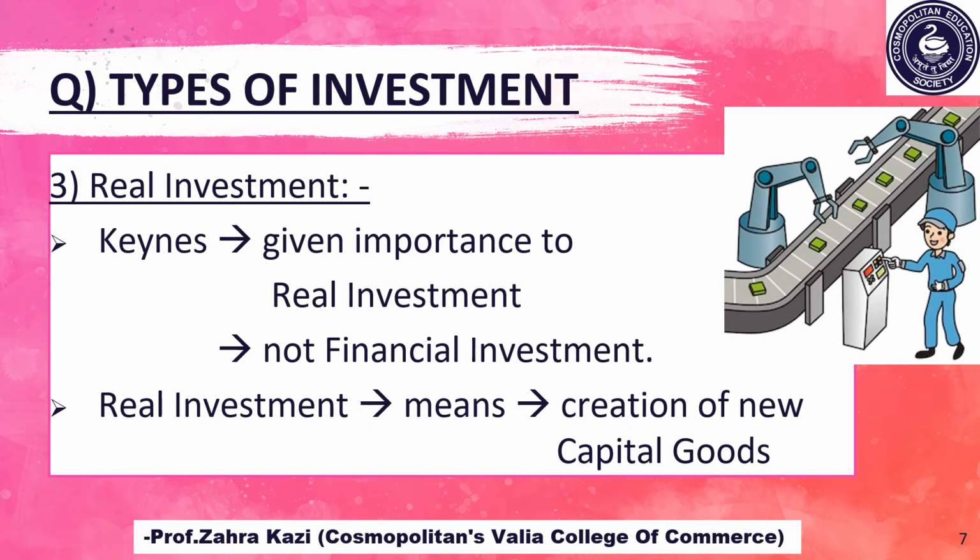The third type of investment is real investment. Keynes has given importance to real investment and not financial investment. Real investment means creation of new capital goods such as machinery. Real investment increases the aggregate demand and thus leads to increase in level of employment generation and national income growth. Investment in capital goods like equipment, construction of roads, railways are all examples of real investment.